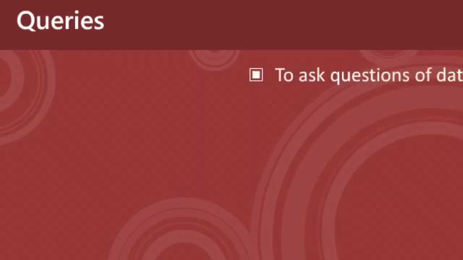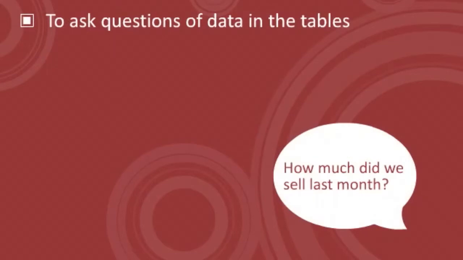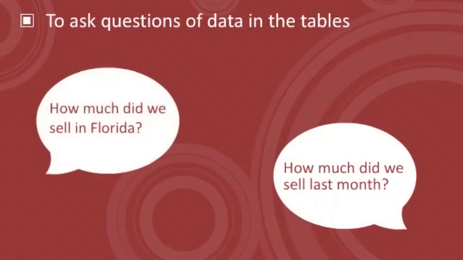But before we can give them some reports, we need to build some queries. So let's see how we can build some queries in an Access database. Queries have multiple purposes. The most important purpose of a query is to ask questions of data in our tables. For some examples, how many of a certain product did we sell last month? How many orders did we have from a certain state? What's the count of number of orders every employee took?